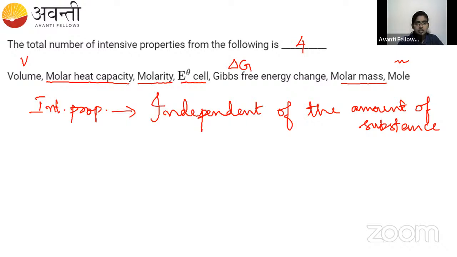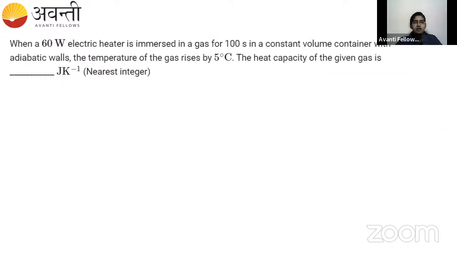Coming to the next question. When a 60-watt electric heater is immersed in a gas for 100 seconds in a constant volume container with adiabatic walls, the temperature of the gas rises by 5 degrees Celsius. The heat capacity of the given gas is dash joule per Kelvin. How to find out? So what is given? Heat capacity we have to find out.